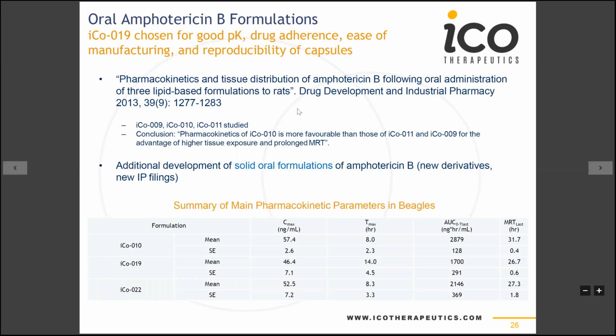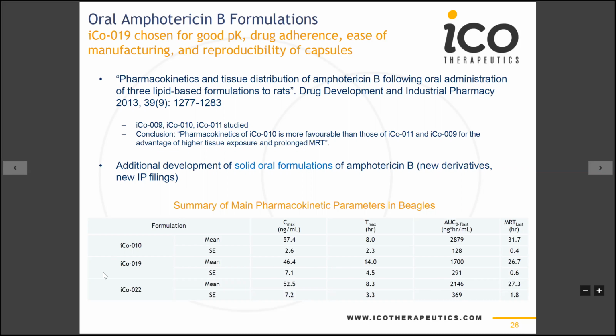And so what we're summarizing for you here is that we did a number of studies a number of years ago comparing our lipid formulations and liquid formulations, and then we settled on an oral capsule formulation, which is called iCo-019. So unlike iCo-10 and iCo-9, which were liquid preparations, this is a capsule formulation. And here we compared the Cmax, Tmax, AUC, and MRT last of these different formulations.